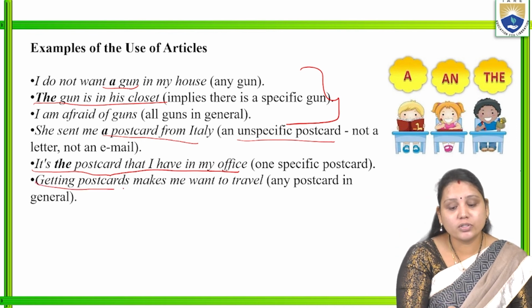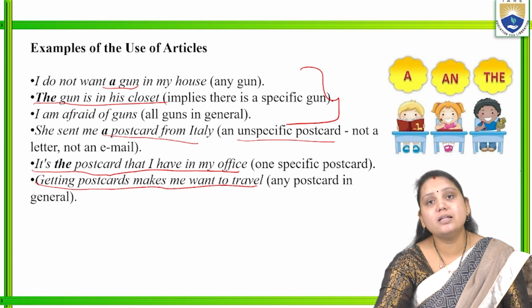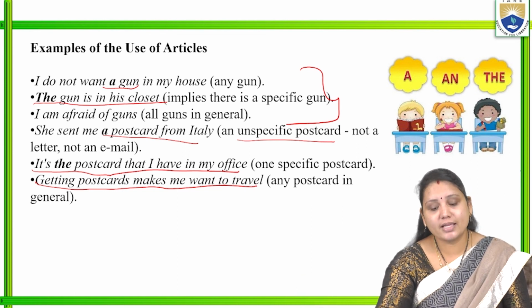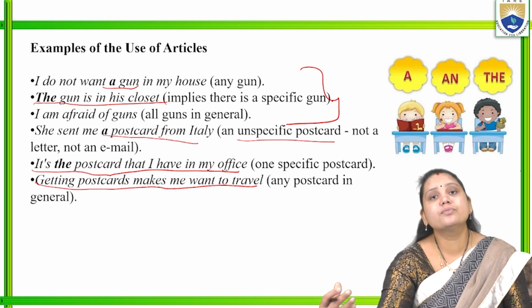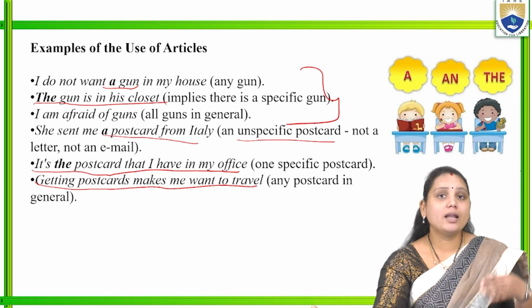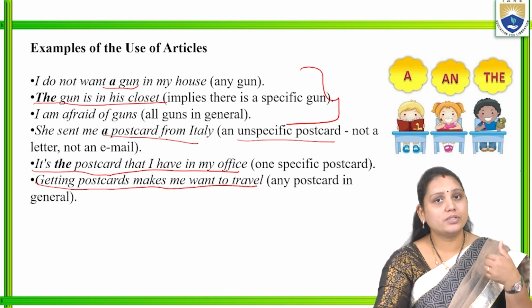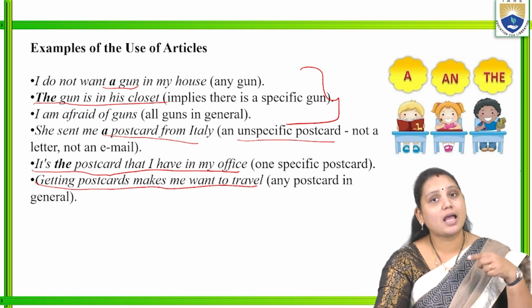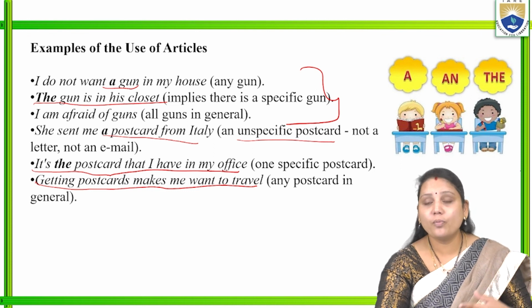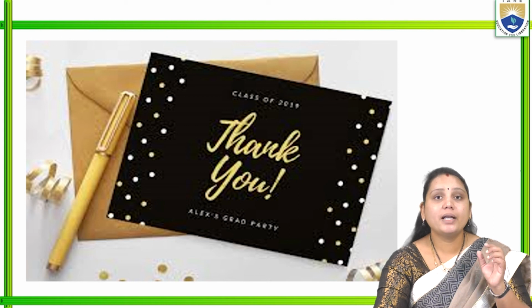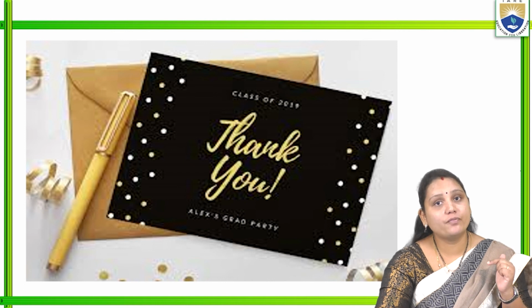Next, getting postcards makes me want to travel. Here, generally you are referring. Getting postcards makes me want to travel. So here, try to understand when you are not using an article, when you are using an article, and while using articles, when a is used, when an is used, when the is used. I hope it is very, very clear to you all with the examples which I have explained. But always remember, practice makes a man perfect.